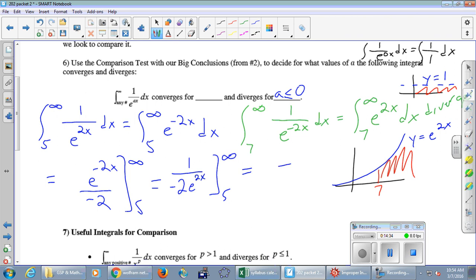Okay, and so when we plug 5 in, we get some number which is irrelevant, right? The question is what's going on at the infinity. What is going on at the infinity? It goes to 0, right? If you let x get bigger and bigger, then you got 1 over some enormous negative number. So 0 minus some number. So converge or diverge? Converges.